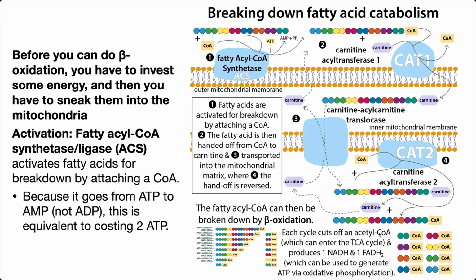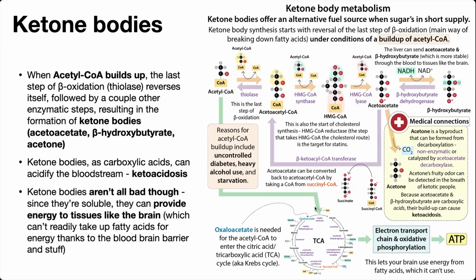You go through beta oxidation. Each step, you are cutting off an acetyl CoA. And so you're going to be generating the acetyl CoA, as well as NADH and FADH2. And now you can go use those for ATP making. To get into the TCA, however, you need to have oxaloacetate present.